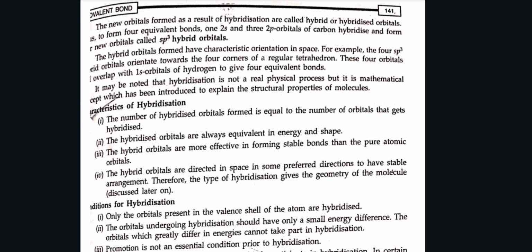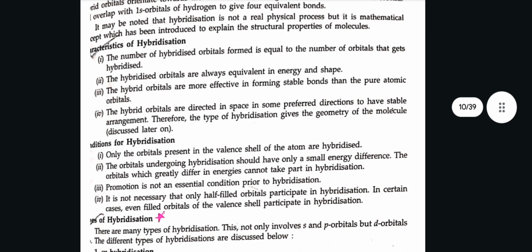Characteristics of hybridization: First, the number of hybrid orbitals formed is equal to the number of orbitals that get hybridized. Second, the hybridized orbitals are always equivalent in energy and shape. Third, the hybrid orbitals are more effective in forming stable bonds than the pure atomic orbitals. Fourth, the hybrid orbitals are directed in space in some preferred direction to have a stable arrangement. Therefore, the type of hybridization gives the geometry of the molecule, discussed later on.